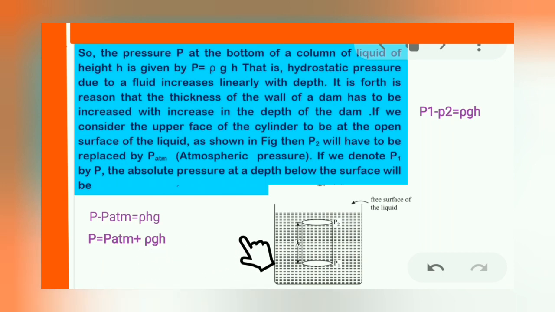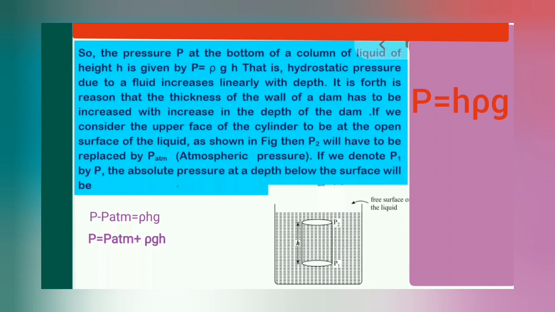Anyway, we have seen that the pressure difference, or pressure at a depth, is directly proportional to depth h. This is the reason, as we have already discussed, that when we go too deep, the walls of the dam become thicker. This is the answer for that. Why? Because the pressure is directly proportional to depth h. For sustaining this pressure, the wall of the dam is made thick at the bottom.